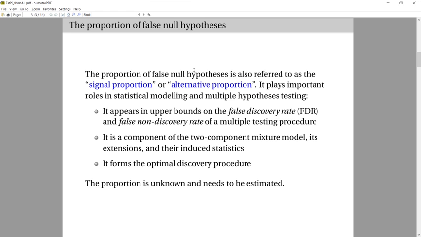The proportion of false null hypotheses is also referred to as the signal proportion or alternative proportion. It plays important roles in statistical modeling and multiple hypothesis testing. For example, it appears in the upper bounds on the false discovery rate and false non-discovery rate of a multiple testing procedure. It is a component of the two-component mixture model, its extensions, and their induced statistics. It forms the optimal discovery procedure. However, the proportion is unknown and needs to be estimated.